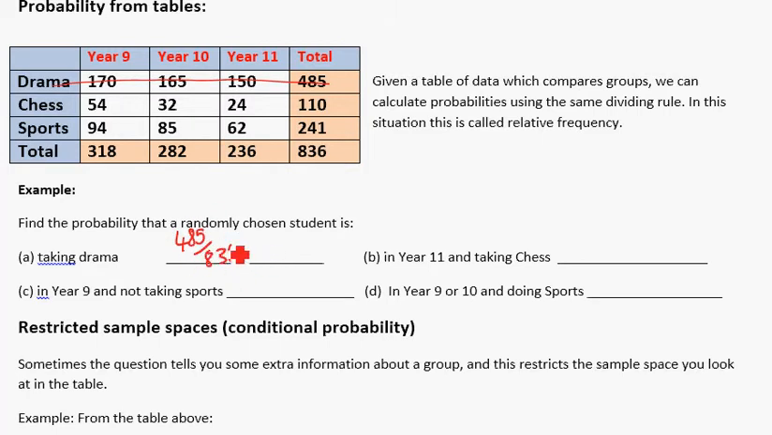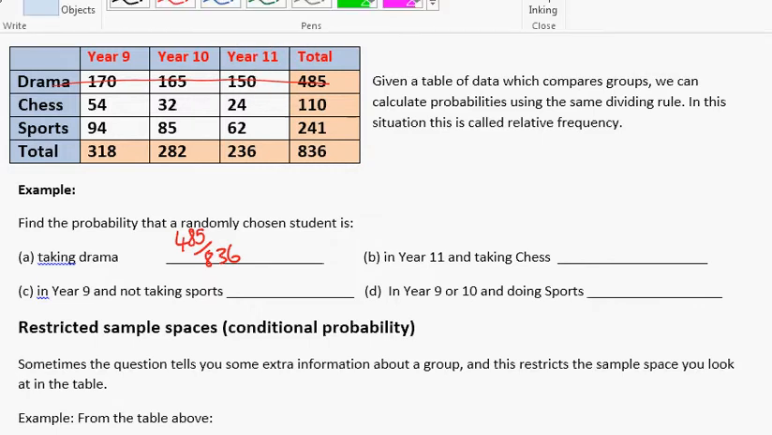Now you should try and simplify this on a calculator. Use the fraction button and push equals after it. You'll see that that one doesn't actually simplify. Right, we want the probability that if I choose one of these 836 students randomly from the group, that they're in year 11 and taking chess.